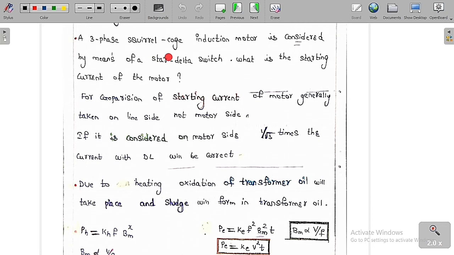A three-phase induction motor is started by means of a star delta switch. What is the starting current of the motor? I have already told you, the starting current with star delta is equal to 1/3 times the starting current with direct online. For comparing the starting current of the motor, it is generally taken on the line side, not the motor side. If it is considered on the motor side, 1/√3 times the direct online current will be correct. Here actually it has to be 1/3.